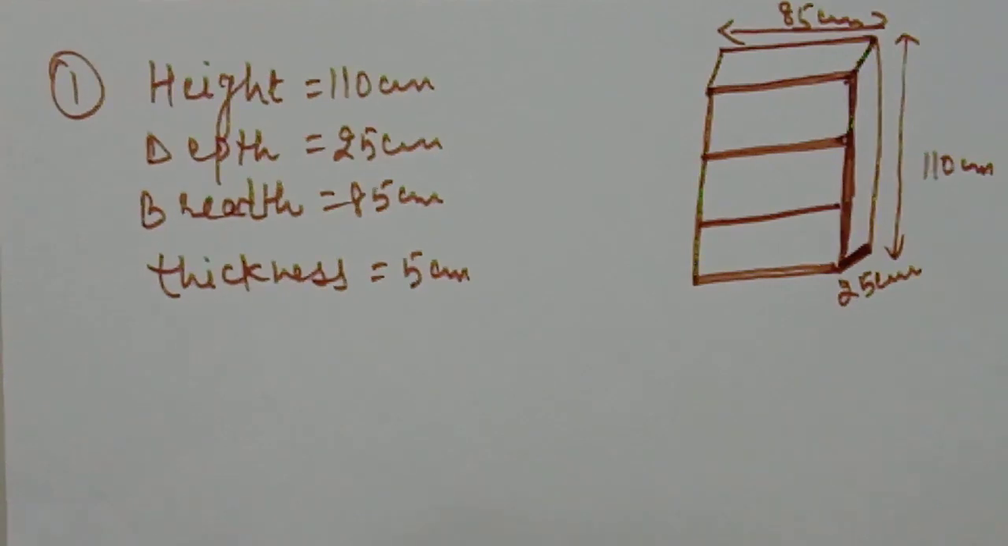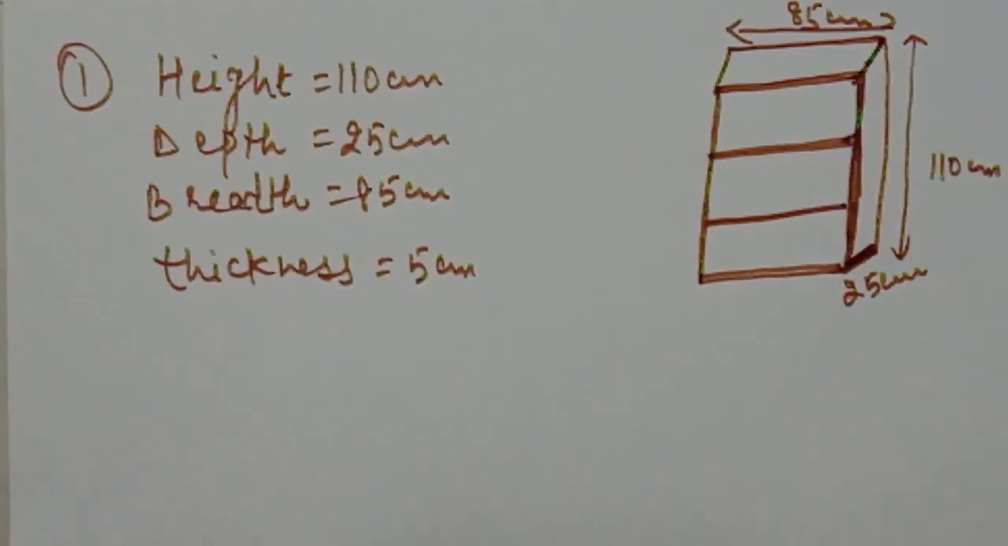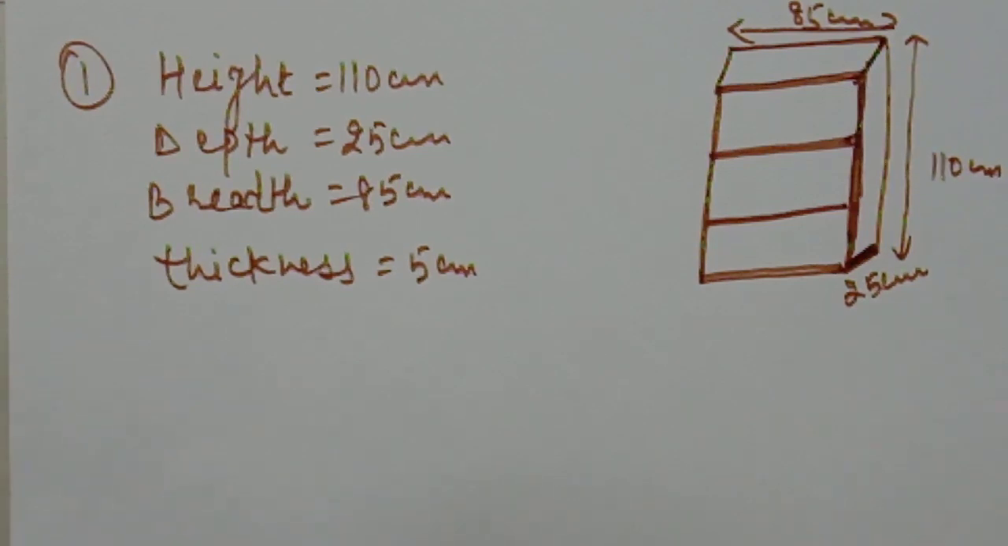So in this question the external faces are to be polished at the rate of 20 paisa per centimeter square, and the inner faces are to be painted, and the rate of the painting is 10 paisa per centimeter square. Find the total expense required for polishing and painting the surface of the bookshelf.